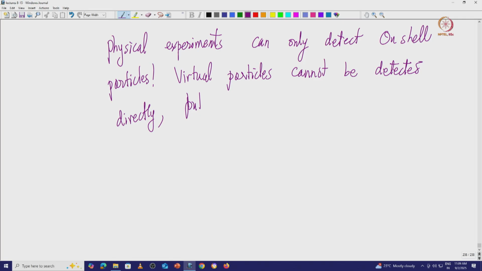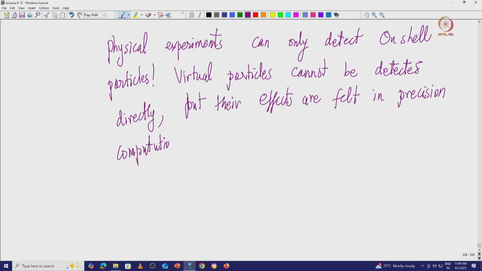Their effects are felt in precision computations. If you measure something very precisely, you need to match it with precision computations, and these virtual particles' contributions have to be taken into consideration.